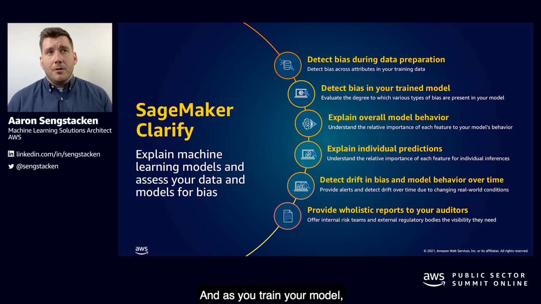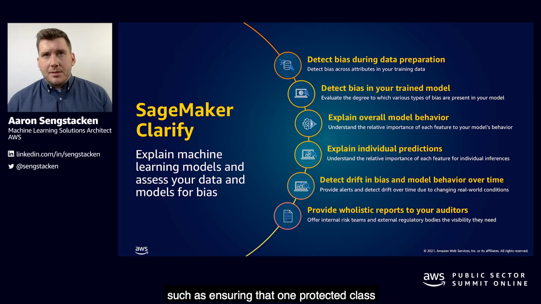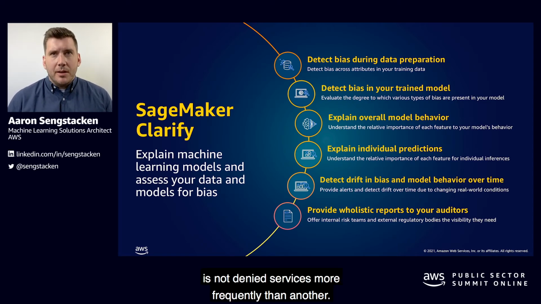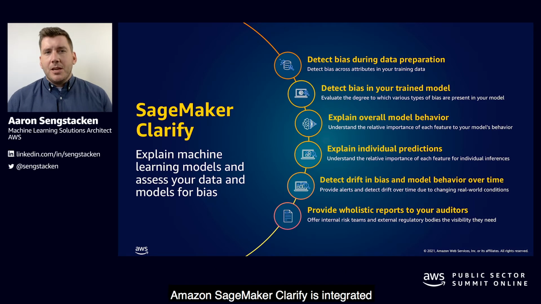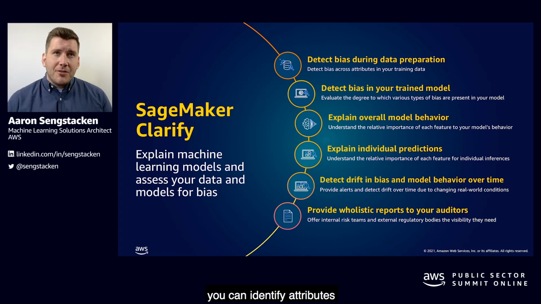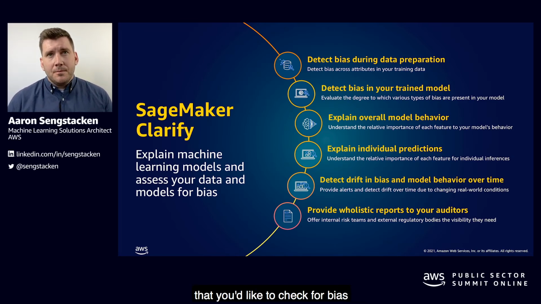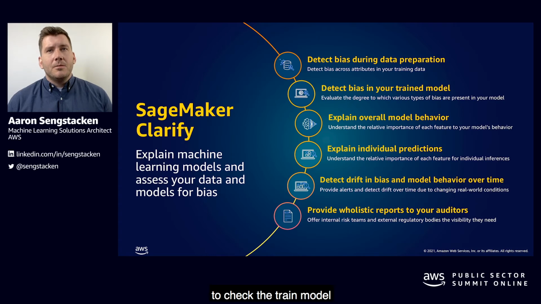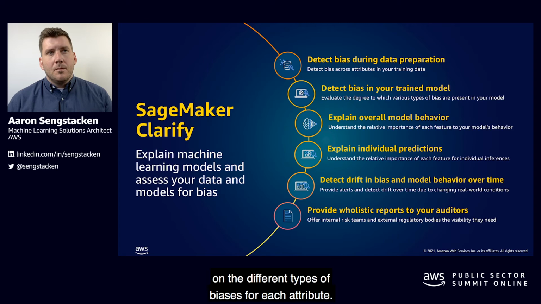And as you train your model, it's important to check for biases to ensure that predictions are fair, such as ensuring that one protected class is not denied services more frequently than another. Amazon SageMaker Clarify is integrated with SageMaker Experiments. So after your model has been trained, you can identify attributes that you'd like to check for bias. And SageMaker runs a set of algorithms to check the trained model and provide you with a visual report on the different types of biases for each attribute.